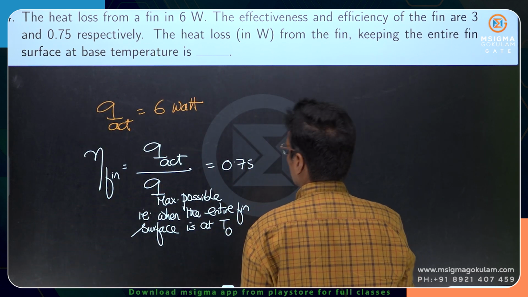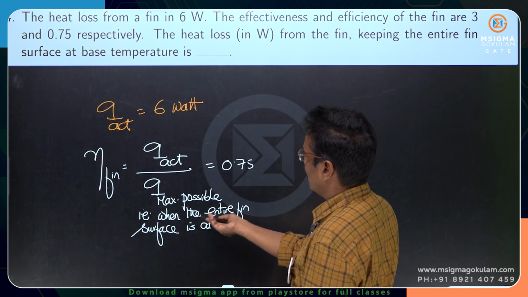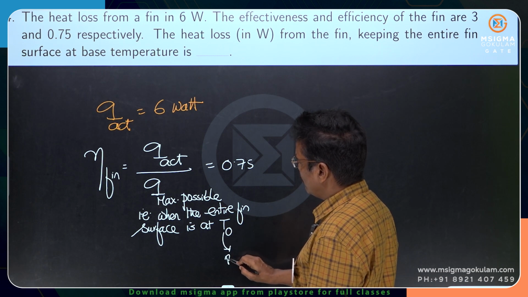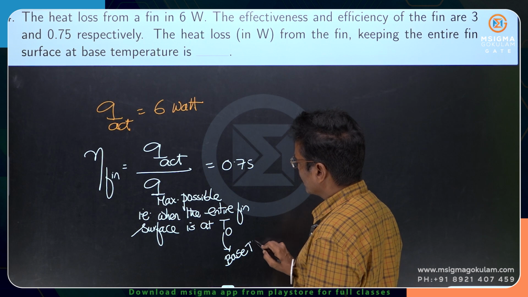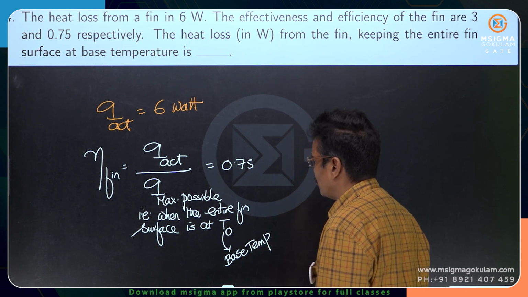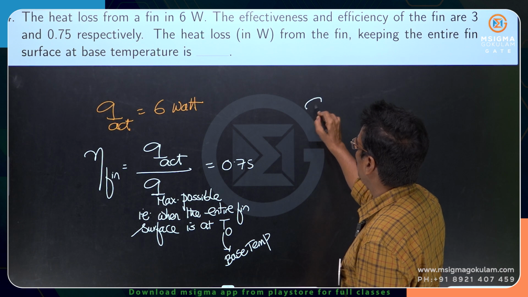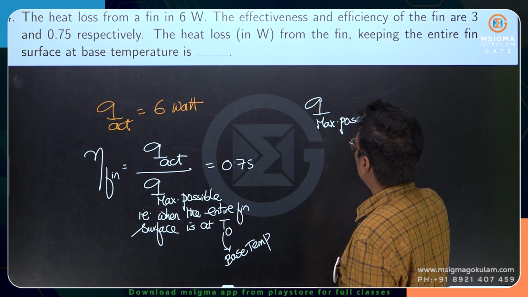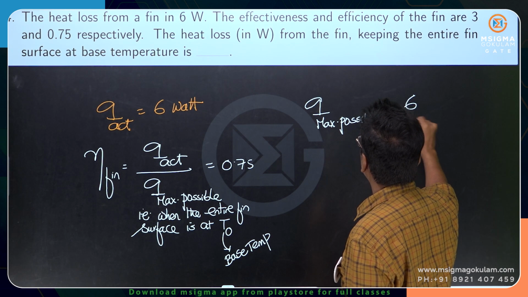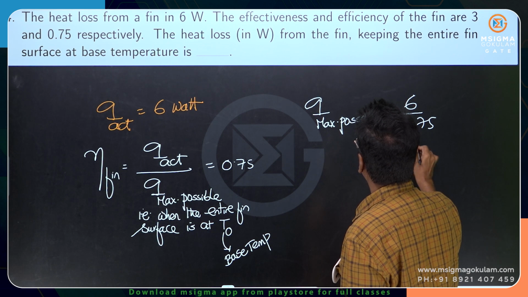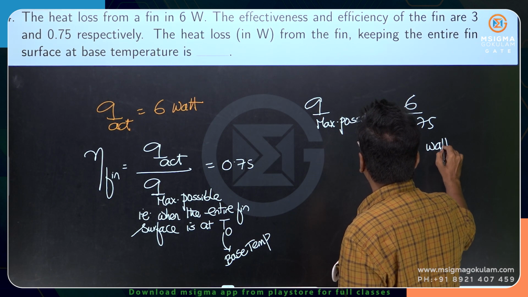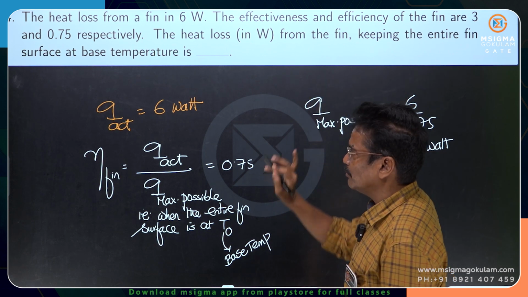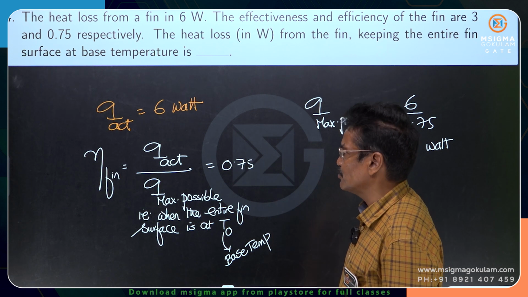He has given the Q actual, and he is asking for when the entire fin surface is at T naught. What is T naught? T naught is the base temperature or the root temperature. Therefore, Q maximum possible is being asked. Q maximum possible will be Q actual, 6, divided by 0.75, which is 8 watts. This is the answer. The effectiveness of the fin is only superfluous data. This is also a recently asked GATE question.